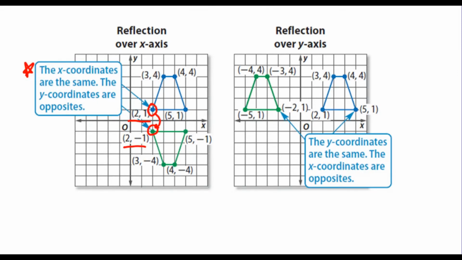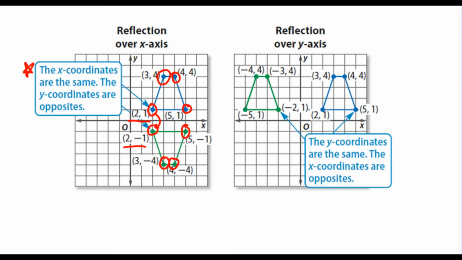So notice now when we flip this point 2, 1, the x value stayed 2, but the y value became opposite, -1. And then likewise, if we were to reflect this point, 3, 4, it reflected down here, 3, -4. So only the y value became opposite. This point, 4, 4, becomes 4, -4. X value stayed the same, y value became opposite. And this point reflected across the x-axis, x value stayed the same, y value became opposite, 5, -1. So if you're reflecting across the x-axis, the x values stay the same. The y values become opposite.